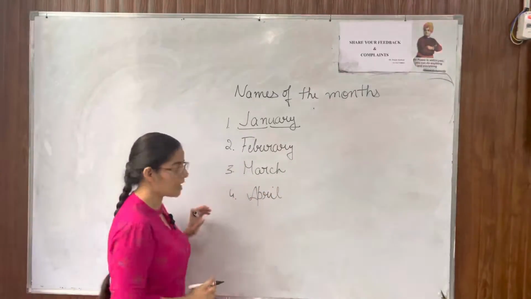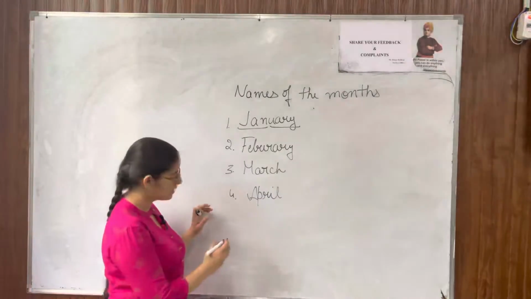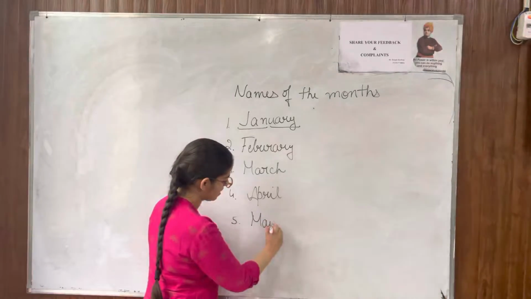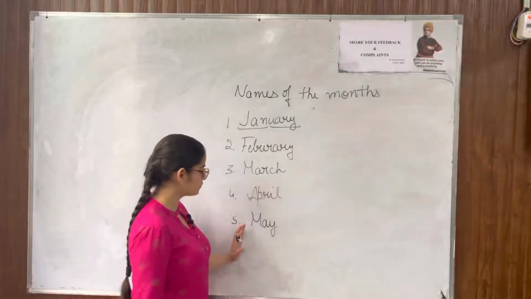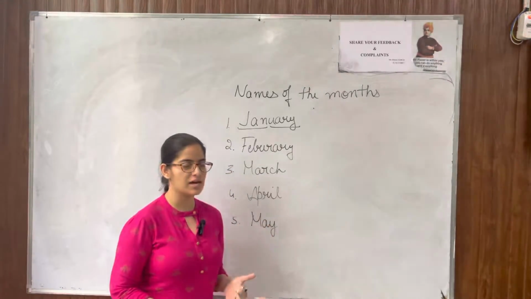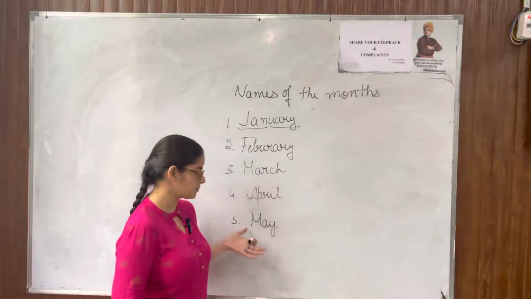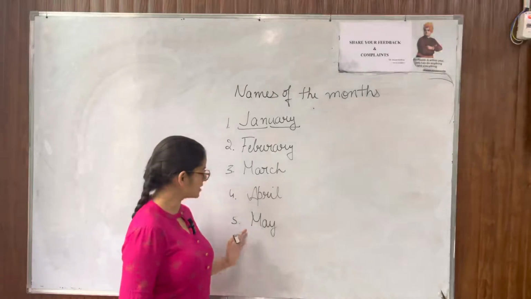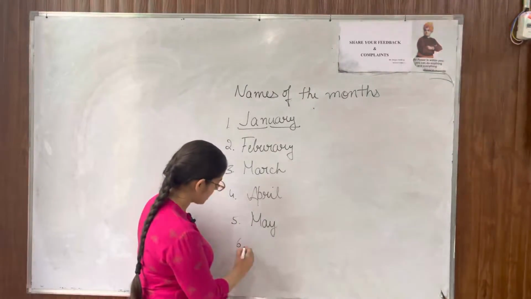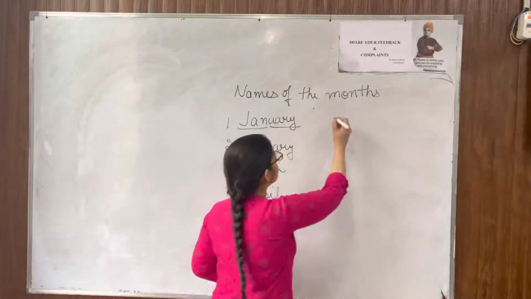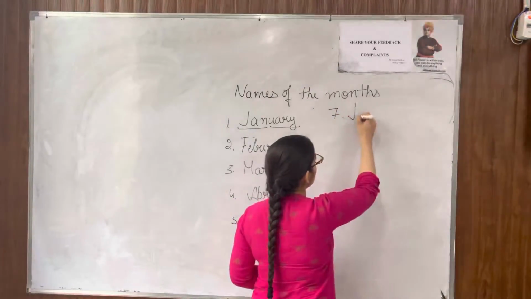April. This is not the wrong pronunciation, but this is April. Then we have May. This is similar to what we ask, may I go, may I come in. So the spellings are the same, but here it is a month, and the pronunciation is the same. All right, it's May. Then we have June. All right, next is July.